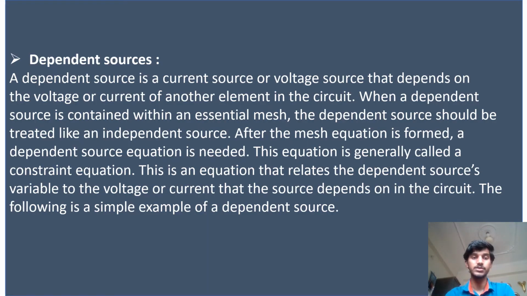Dependent sources. A dependent source is a current source or voltage source that depends on the voltage or current of another element in the circuit. When a dependent source is contained within an essential mesh, the dependent source should be treated like an independent source. After the mesh equation is formed, a dependent source equation is needed. This equation is generally called a constraint equation. This is an equation that relates the dependent source's variable to the voltage or current that the source depends on in the circuit. The following is a simple example of a dependent source and how the equations are formed.